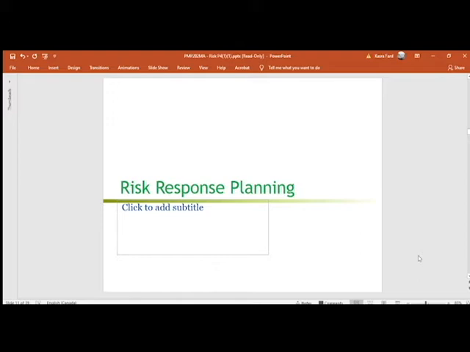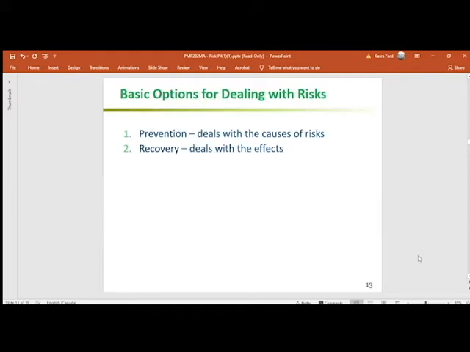Of course, every risk needs to have an accountable person to take care of it, but that's not the only person who will be required to handle the risk. Now, we have two specific techniques that we can use. One is the prevention strategy. The other one is the recovery strategy.